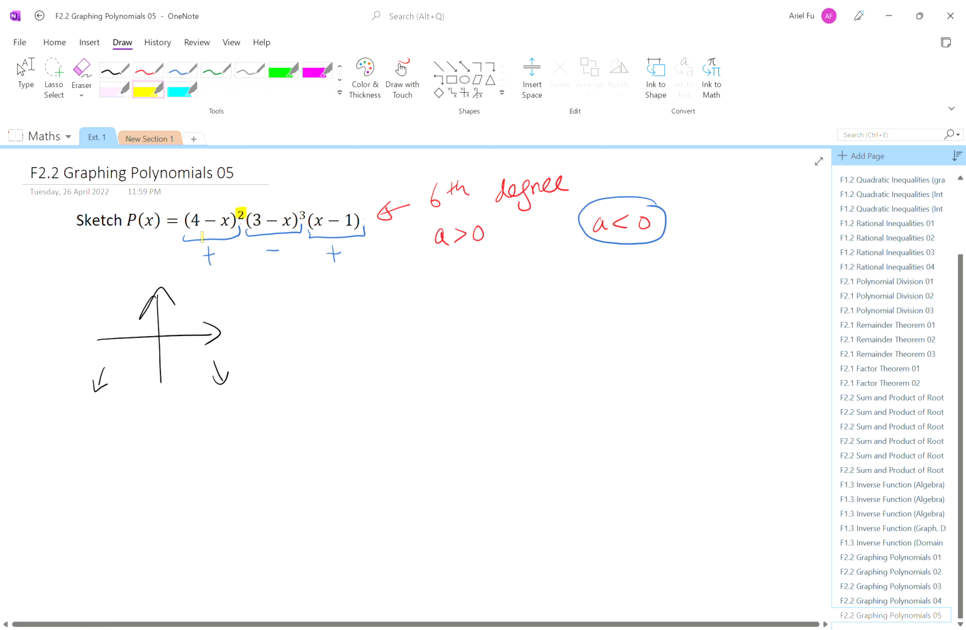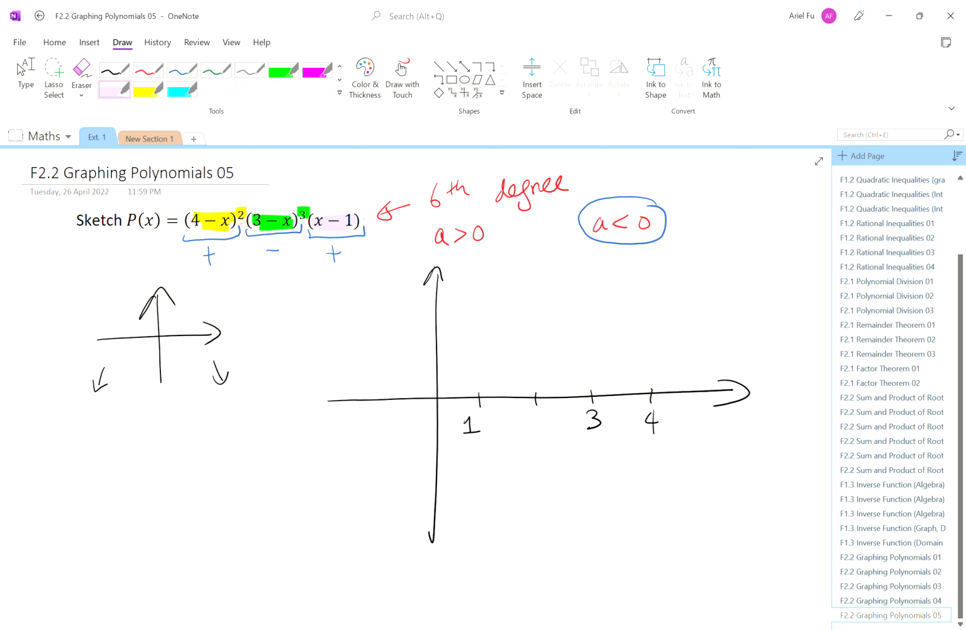Now, looking at the actual zeros, there's a double 0 at x equals 4. There is a triple 0 at x equals 3. And there is a single 0 at x equals 1. So immediately I know how to draw this. We're talking about 1, 2, 3, and 4 here. The 1 is a single 0, the 3 is a triple 0, and the 4 is a double 0.